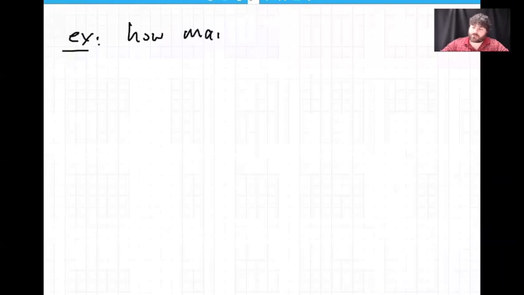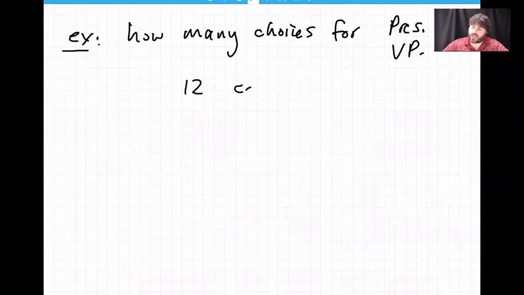So let's look at an example here. Okay, all right, how many choices for president, vice president are there from 12 candidates? All right, so president and vice president from 12 candidates.